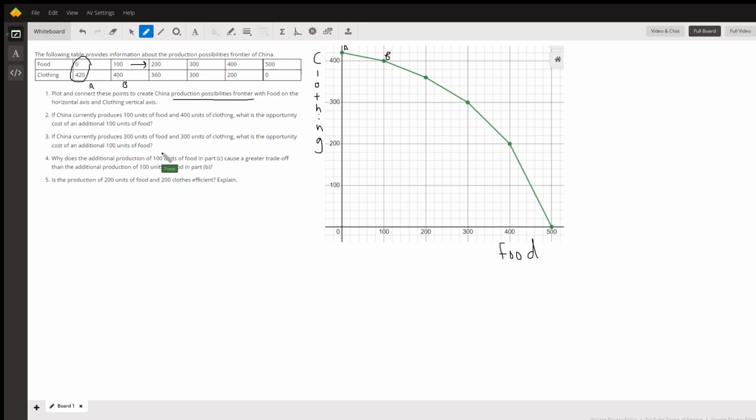What is the opportunity cost of the additional production? So going from here to here, that would be 100 units of clothing.